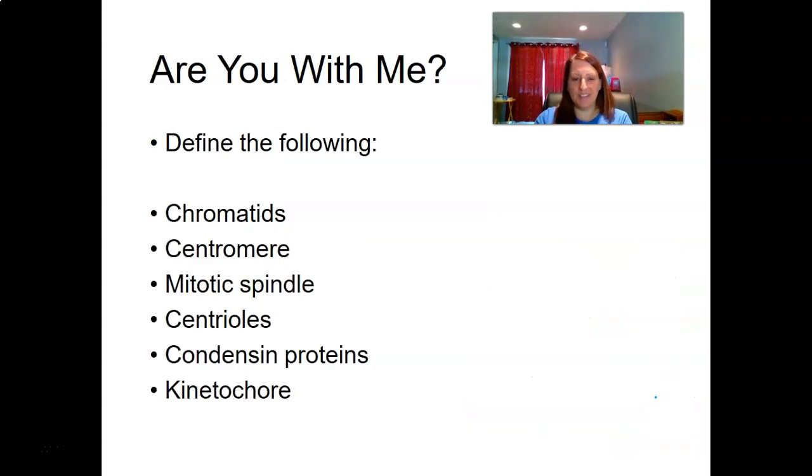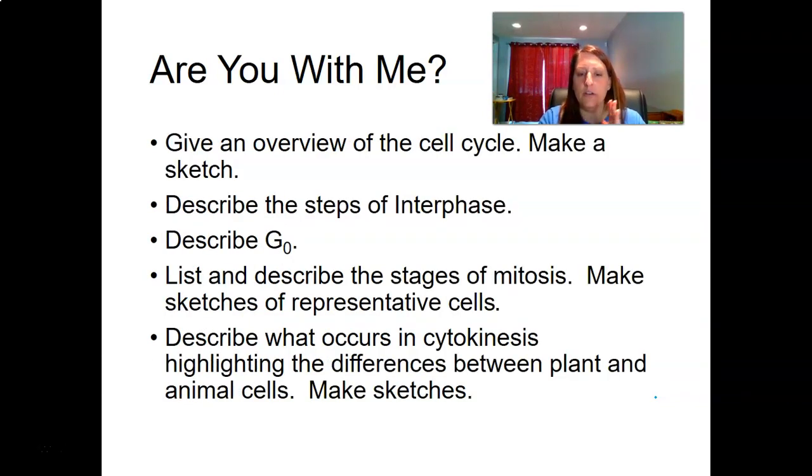Okay, your turn. I'll take a break from talking, and you're going to go ahead and finish the Are You With Me, the second last Are You With Me. So you're going to define these terms, and then you're going to answer these questions, which involves a lot of sketching. So you're going to want to make sure, again, that you make nice detailed sketches, use those colored pencils, and then you're going to take pictures or scan, however you want to do that, and upload them right to Blackboard. When you're finished, come back because I have a couple questions for you.